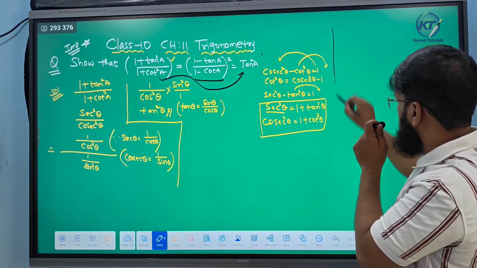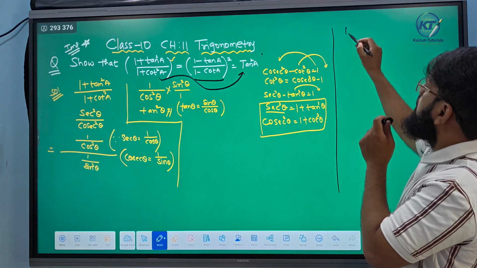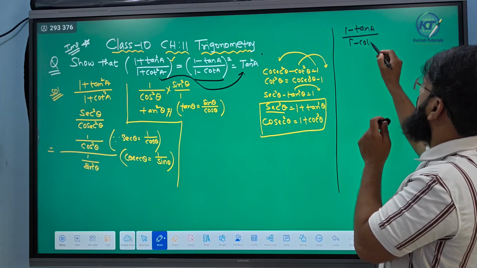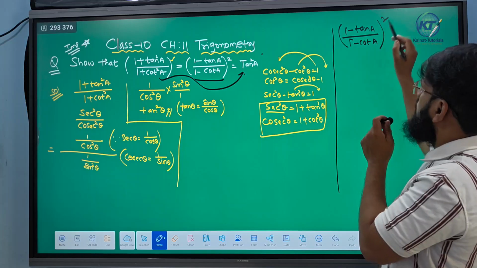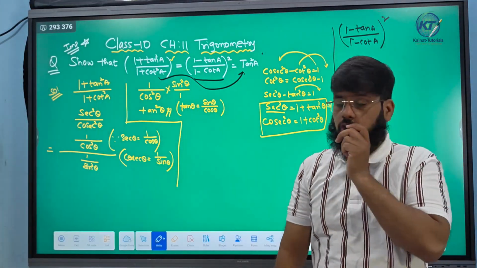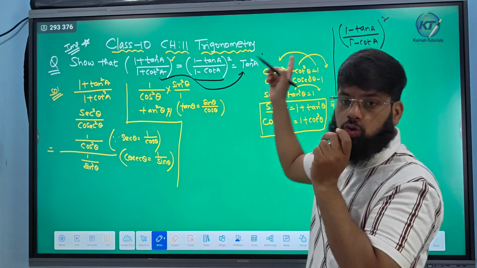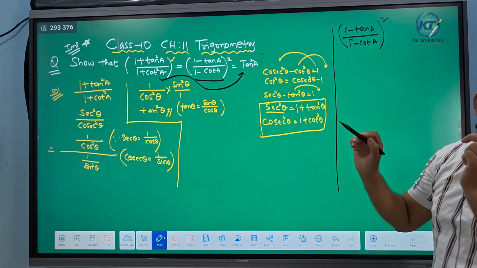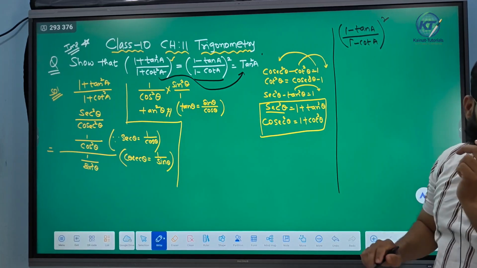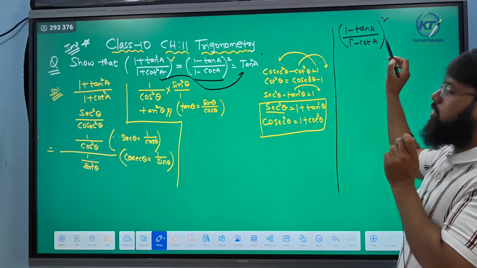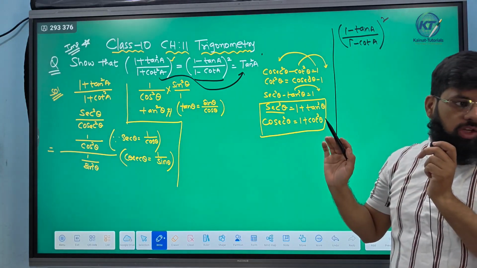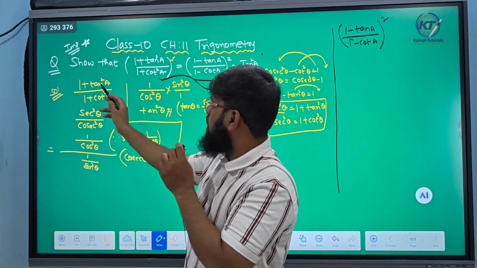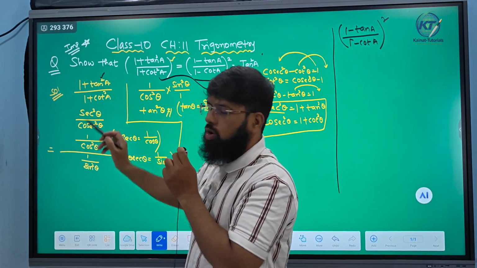Clear everyone? So let me take that one, that is (1 minus tan A by 1 minus cot A) whole square. For this we cannot use the identity. Sir, here you use the identity, but here you are not using it. What is the reason? The reason is here we don't have square for tan and we don't have square for cot. It is normally tan without square and cot without square. Clear? So here I want to tell you when to use the identity: whenever you are having the square, like here you can see tan square A and cot square A.